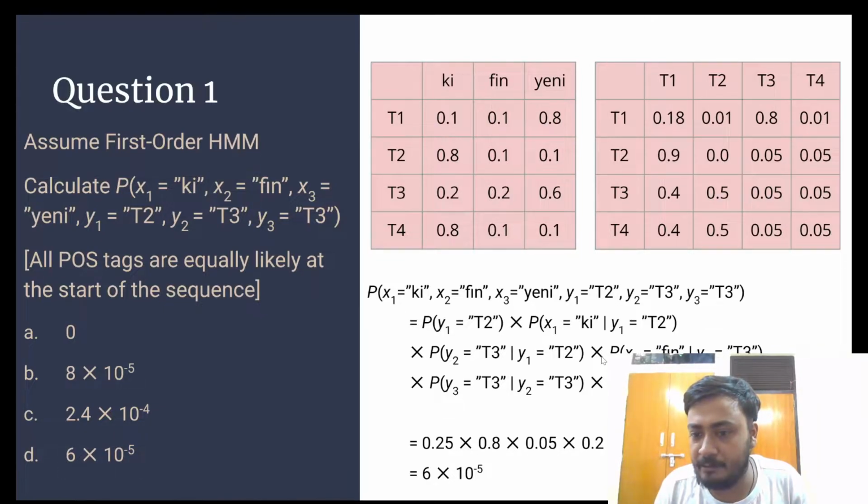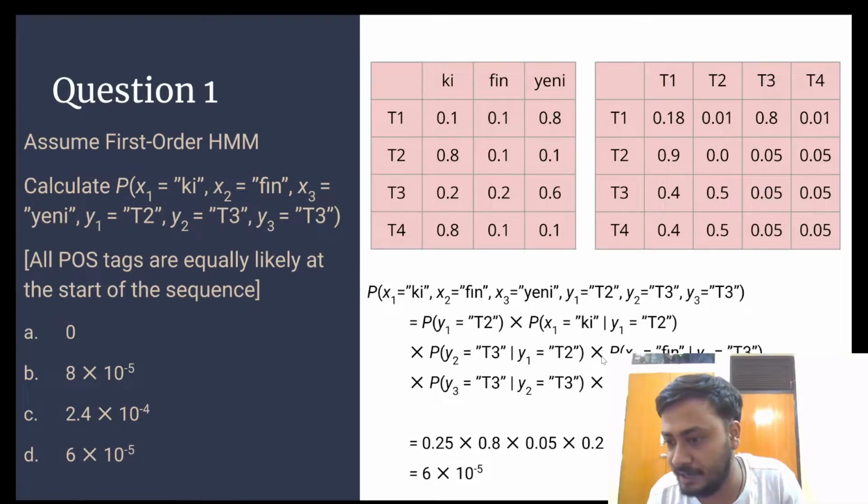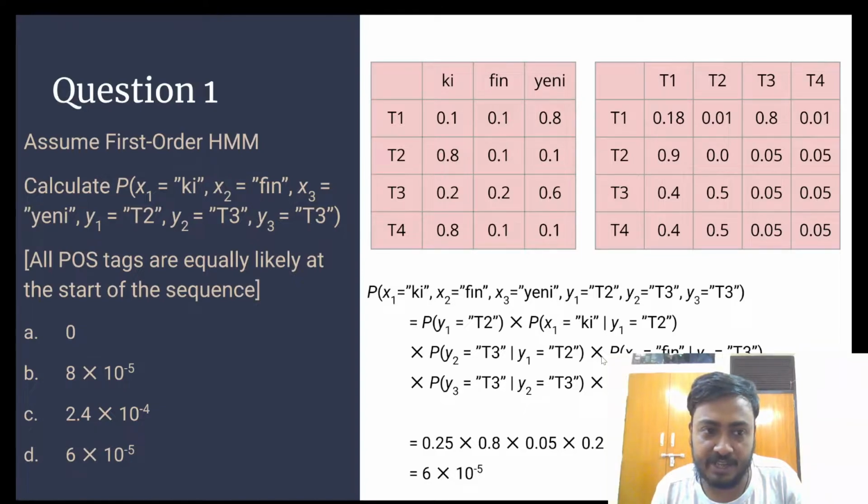Obviously, how the chain will break down will depend on what probability you are being asked to calculate. So you are saying something about the sequence. The sequence is also mentioned as part of the probability. The sequence they are asking about here is key, fin, any, with observations x1, x2, x3. That is the probability you have to find out, also given that y1 is t2, y2 is t3, and y3 is t3. So when you are given a probability to find out, you have to break it down in this format.